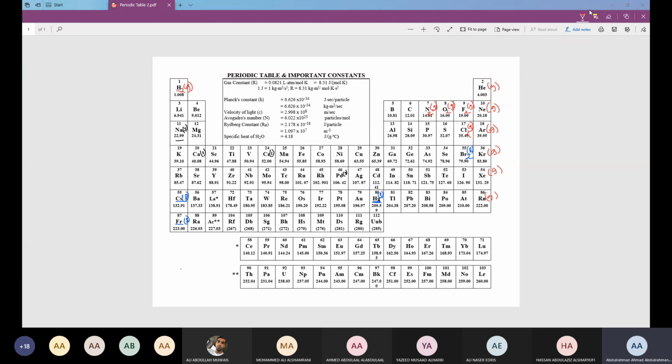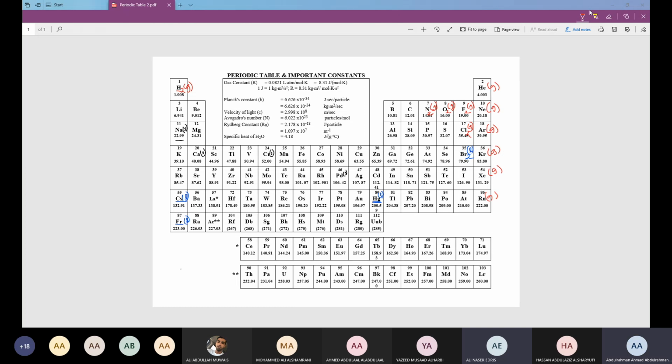Look at the periodic table. As usual, memorize it very well. All of them are gas. These are the gases, and these are the liquids. Look at them on the periodic table. The rest are what? The black ones are what? Solids.